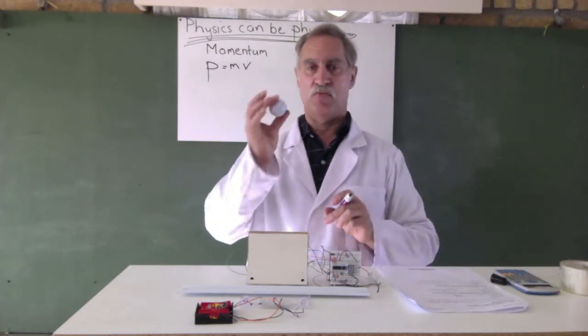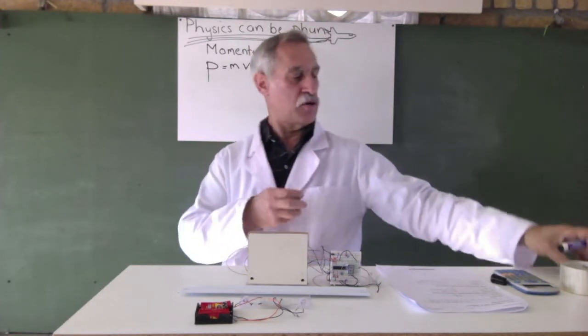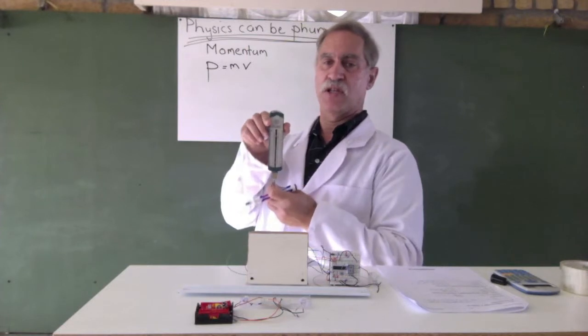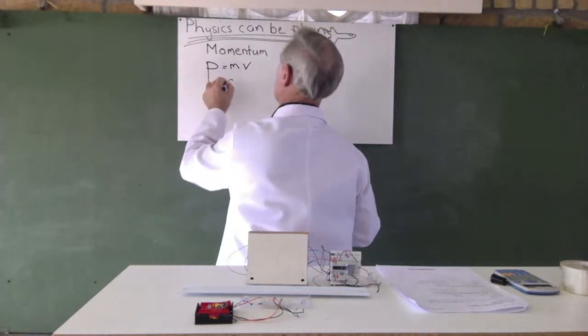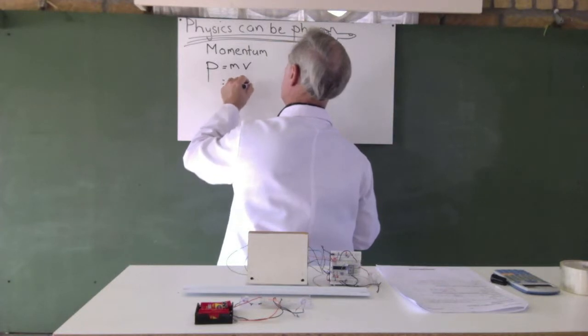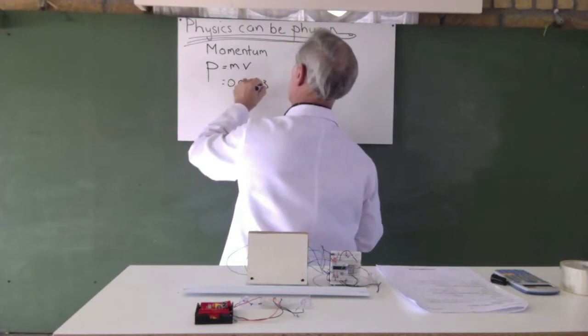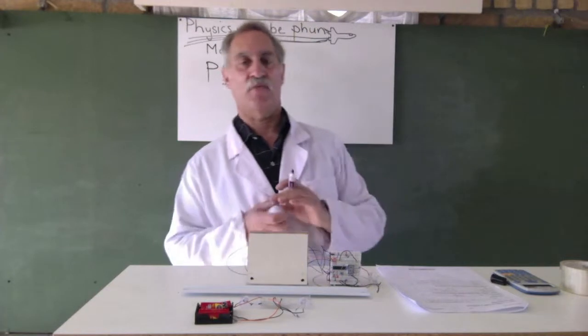The mass of this golf ball, I looked it up on Google, and I could have weighed it if I was doing this practically on a spring balance. The mass of this golf ball is 0.04593, and it's in kilograms.